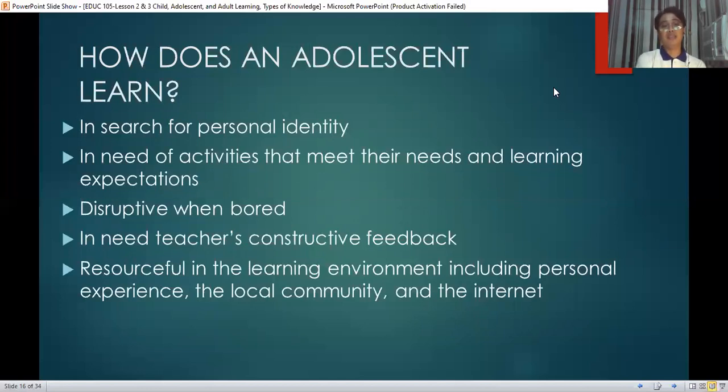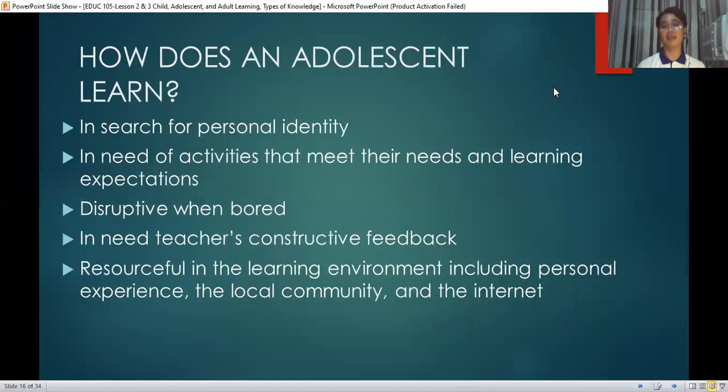Okay, adolescent learners are in need of activities that meet their needs and learning expectations because, I repeat, they easily get bored. So start with their needs and their interests in order to make the session interactive and relevant to them. One technique would be to use strategies to which they could relate. Madalas ang mga adolescent learners, they still want to play but a higher level of game. Sa mga activities na ibibigay natin.